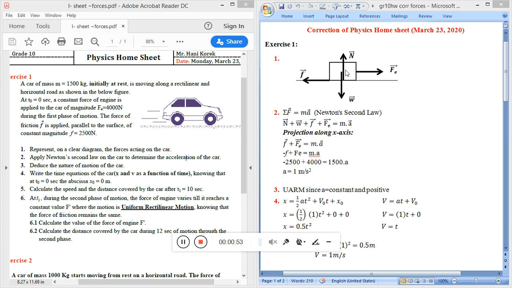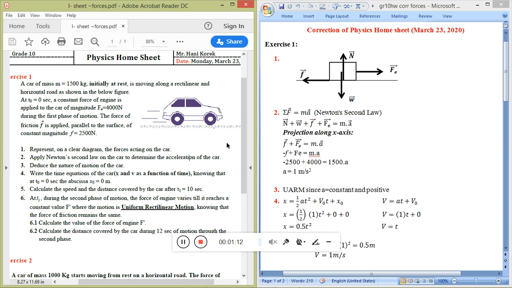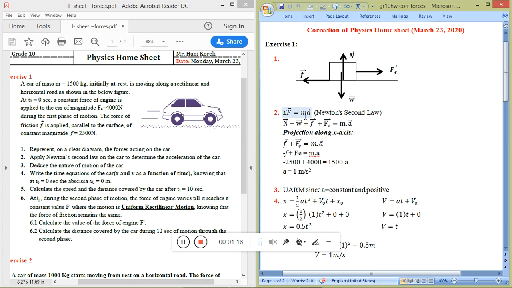As you can see here in this diagram, the forces acting are the car's weight, the normal force on the wheels, the friction, and the force of the engine. Apply Newton's second law on the car to determine the acceleration of the car. So to determine the acceleration, we're going to apply Newton's second law, which is sigma F equals ma. We write first all the forces, normal, weight, friction, and the engine tractive force, equals ma.